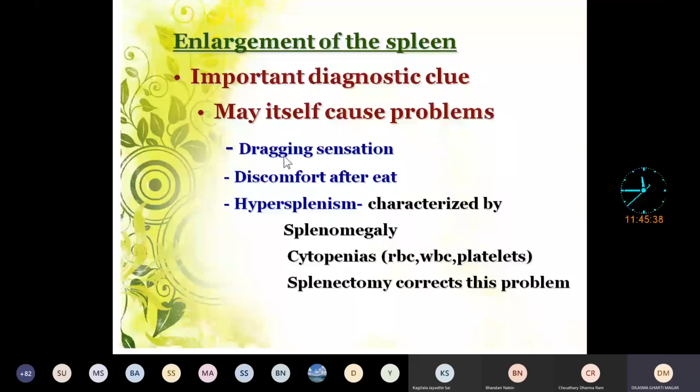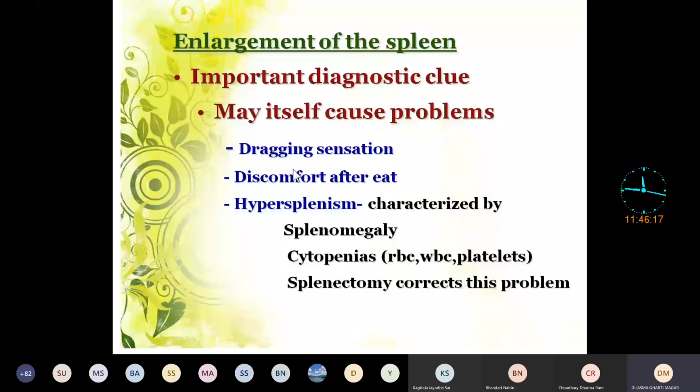The spleen is in the left hypochondrium, isn't it? And whenever it enlarges, the spleen will go in a diagonal fashion. It will go to the right iliac fossa. Understood? It is enlarging in such a manner that from the left hypochondrium it will go to the right iliac fossa. That's why there is a sensation like somebody is pulling or forcing. So a dragging sensation is there, and then there will be discomfort after eating.